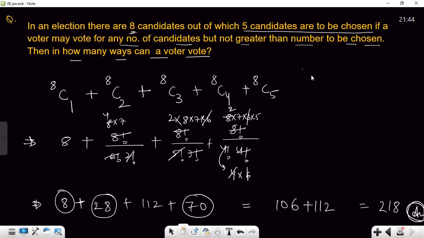So NCR means selecting R things out of N. So we may select one candidate out of 8, or 2 candidates out of 8, or 3 candidates out of 8, or 4 candidates out of 8, or 5 candidates out of 8. That's what its meaning is. Clear? Yes, sir.